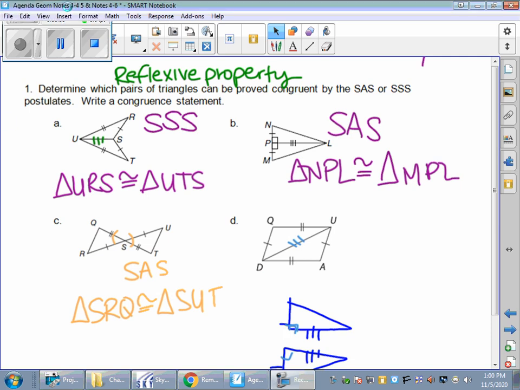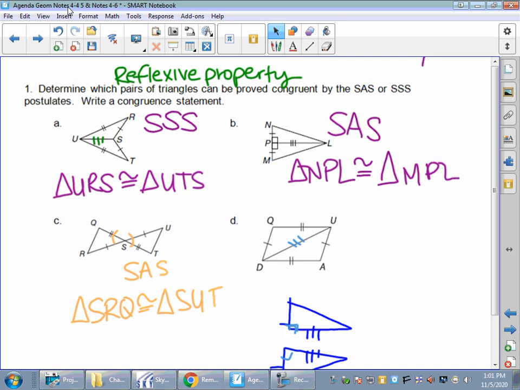Hi guys. I have one quick thing to add to sections 4.4 and 4.5 for geometry. I don't know if you noticed, but we're not going to do section 4.5, but there's one little thing we have to make sure we mention, and you might have seen it if you've already worked on the congruent triangle worksheet. So this is our 4.4 and 4.5 notes.